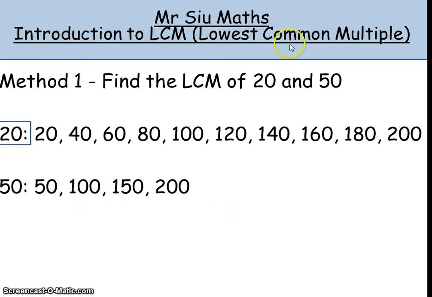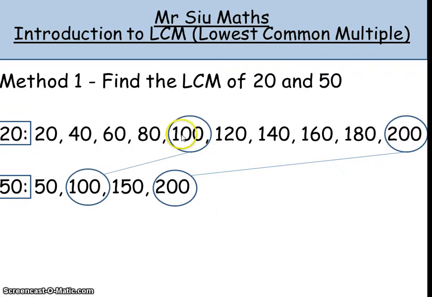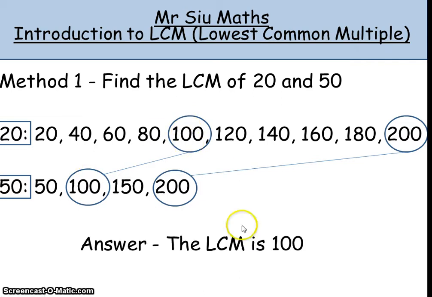Now for the LCM, what you need to try and find is what is common between the two lists. The very first common number that you'll see is 200. However, that's not the only common one. The second common number is 100. And between the two, you'll always go for the lowest, because of the name, lowest common multiple. And so the answer here is the LCM is 100.